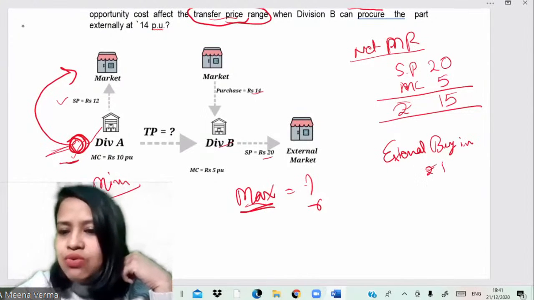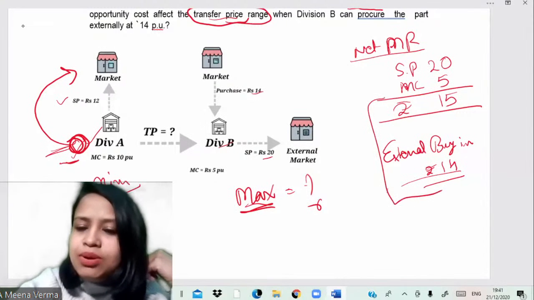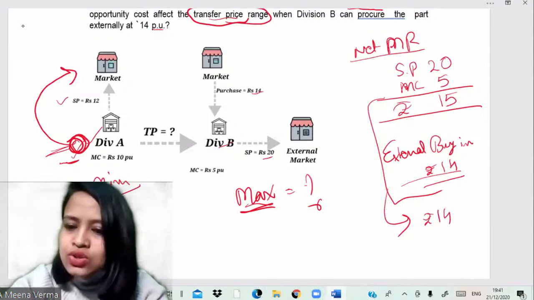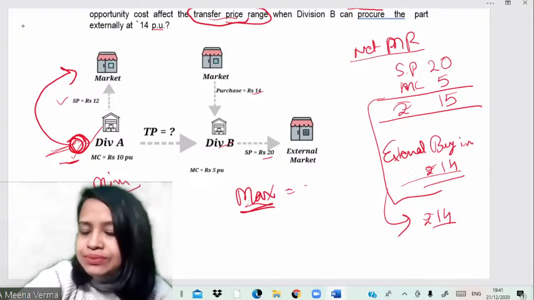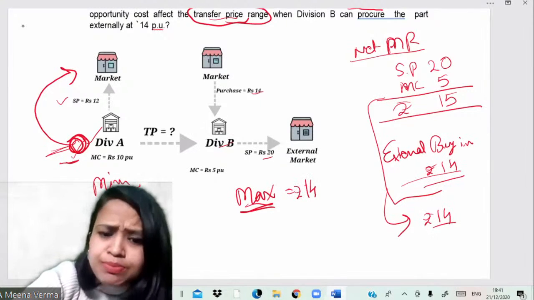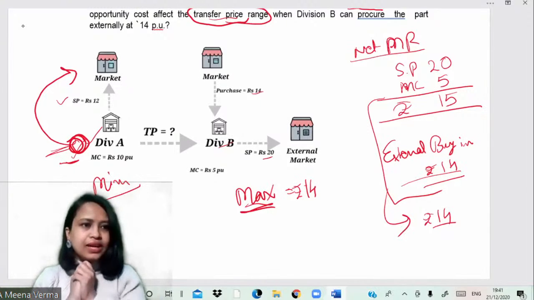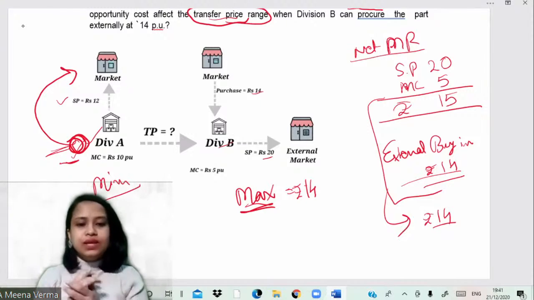Is rupees 14. So what will you do here? You will consider the minimum of these two values, which is rupees 14. So rupees 14 will be the maximum transfer price, the maximum price which the manager of division B is willing to pay.